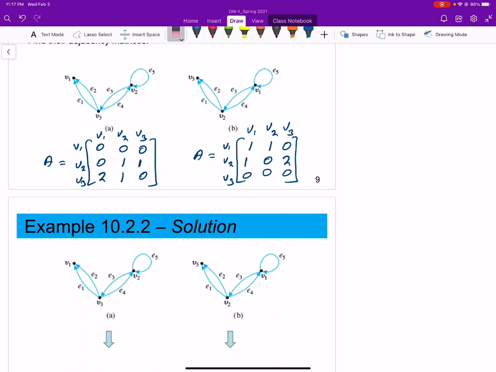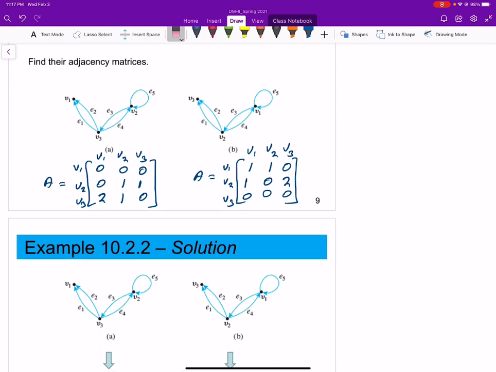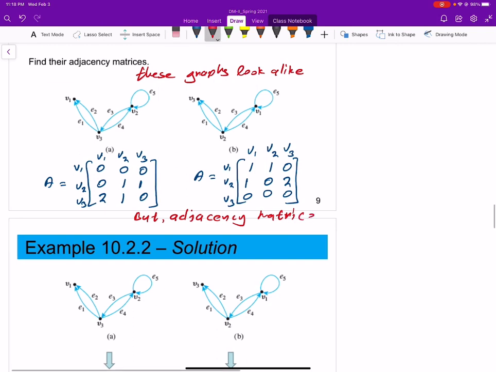Now you can see these graphs look alike, but the adjacency matrices are entirely different. I'm sorry, I wrote it wrong. The adjacency matrices are totally different.